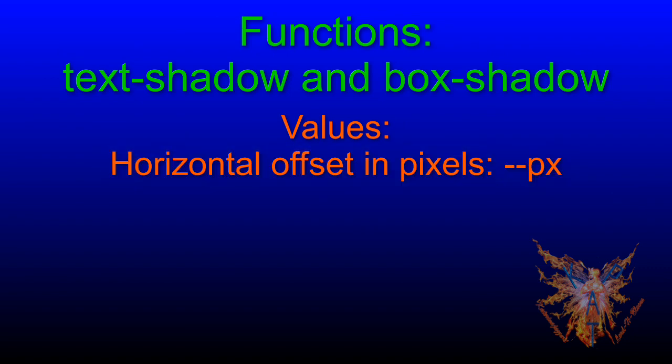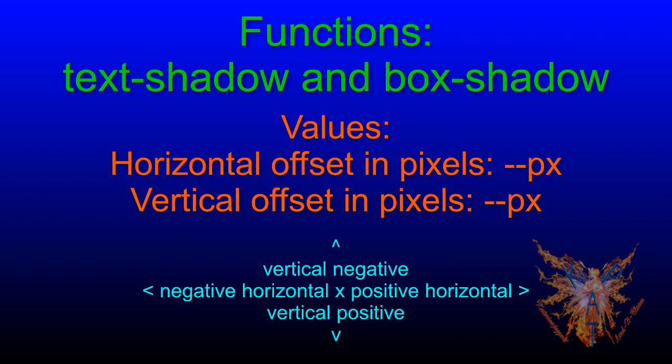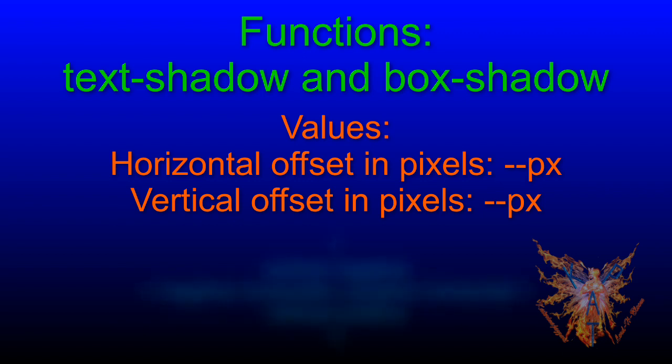first, the horizontal offset, expressed in pixels. The vertical offset, also expressed in pixels. These 2 values can also be negative. In positive, it shifts the shadow respectively to the right and down, and in negative, to the left and up.